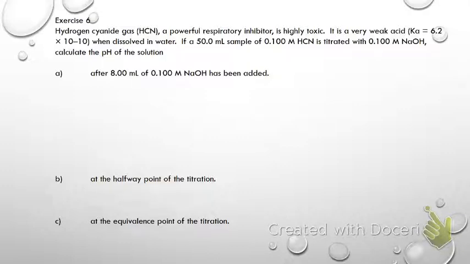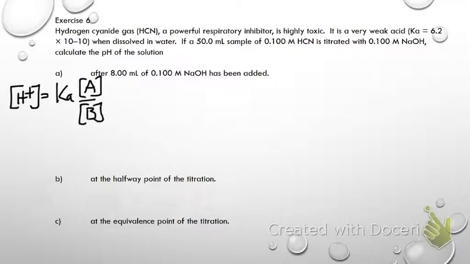So it's asking us at 8 mLs of 0.1 molar have been added. Okay, so we are not to the halfway point yet. So we're going to use this equation: H plus equals Ka times acid over base concentration. Okay, but we've already added some stuff, so we can't use the concentration that's in the problem, right? Because they've already been doing some neutralization. Okay, so we're going to calculate our new concentration of A.